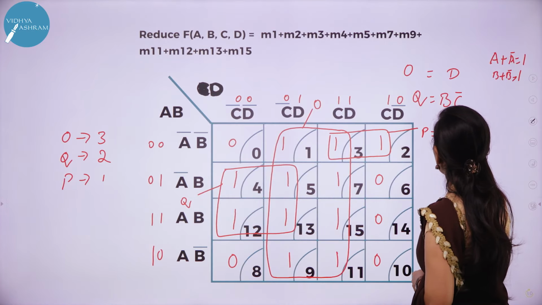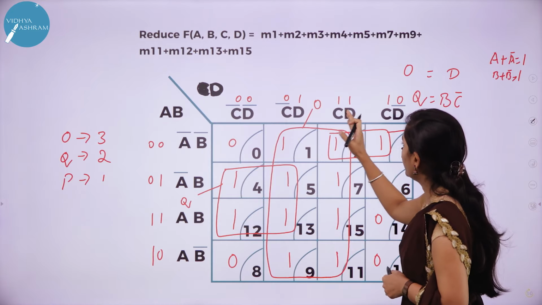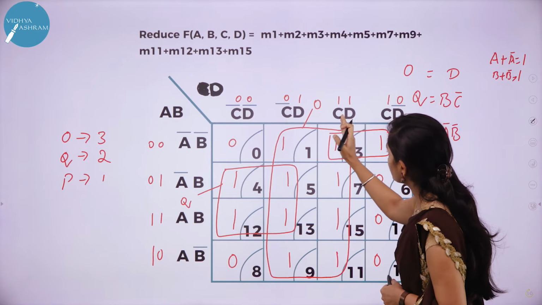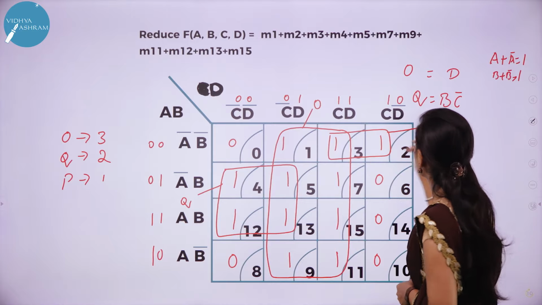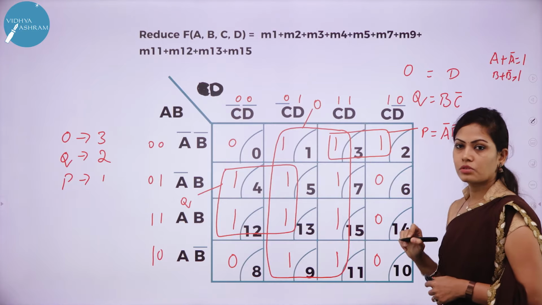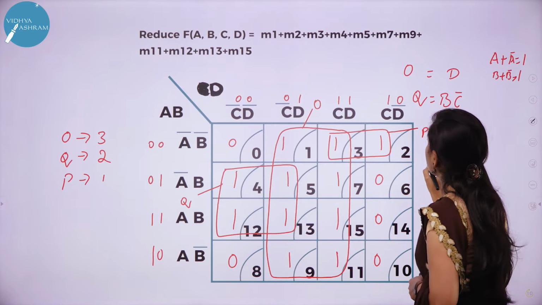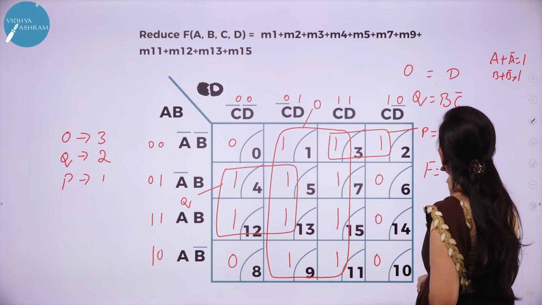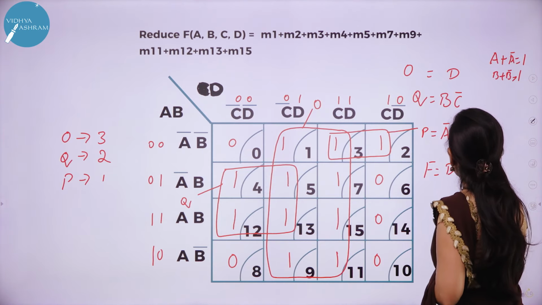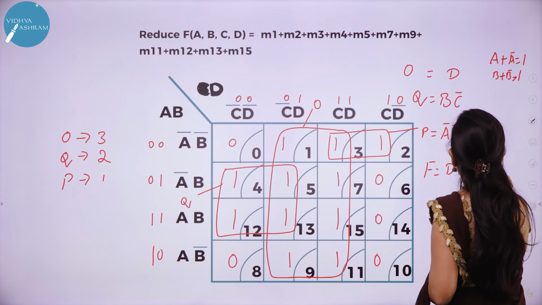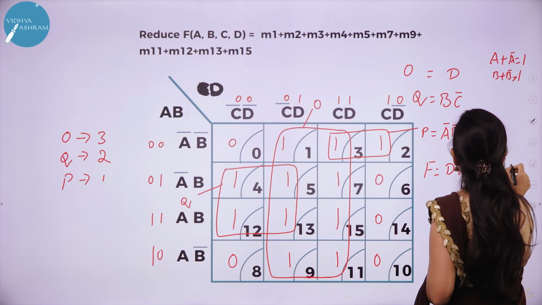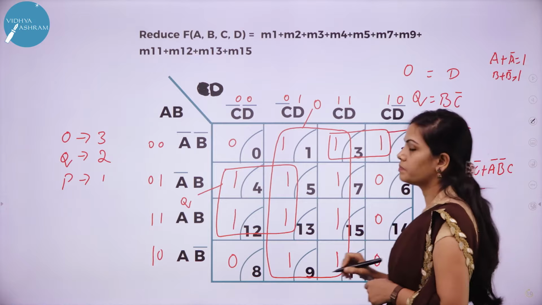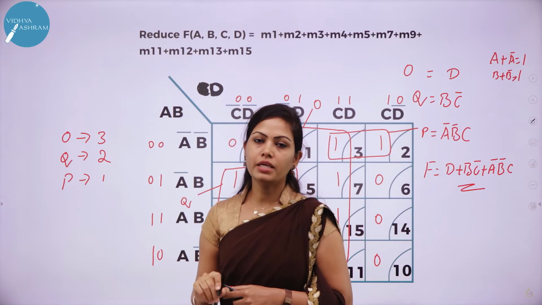A bar, B bar. And next we have to check the column. In the column, which is a common factor, CD and CD bar. C is common. So finally, how to write the expression? F is equal to D plus BC bar plus A bar B bar C is your expression. So this is the final expression.